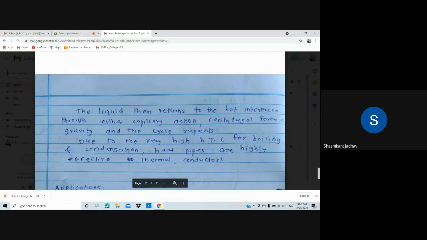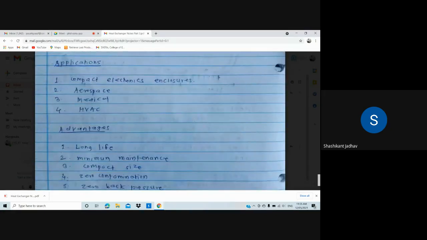ओके सो इन द कॉम्पॅक्ट इलेक्ट्रॉनिक्स एनक्लोजर्स, इन द एरोस्पेस, इन द मेडिकल, इन द HVAC, वी हॅव टू यूज हीट पाईप्स. ओके सो दीज आर द ऍप्लिकेशन्स. सो राईट डाऊन द ऍप्लिकेशन्स ऑफ द हीट पाईप. First application, compact electronics enclosures. Second, aerospace. Third, medical. And fourth, HVAC. Then we have to write down the advantages of the heat pipe.